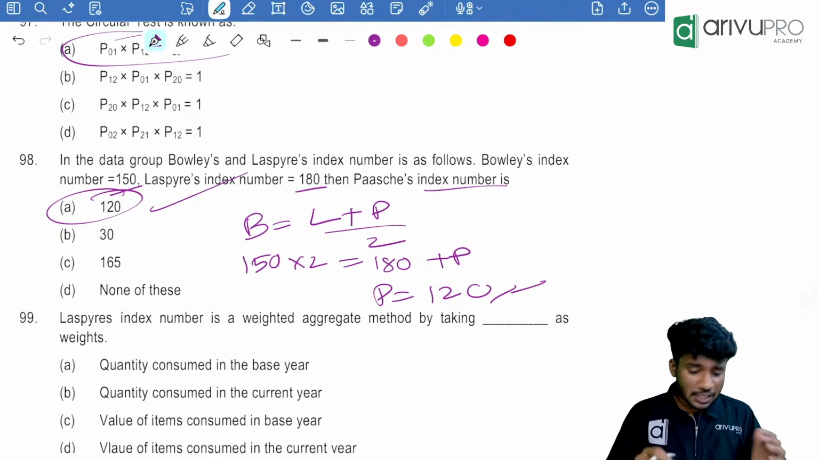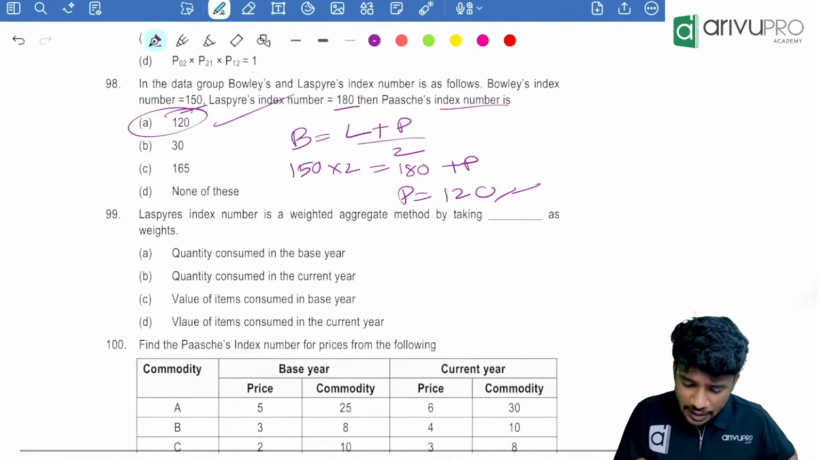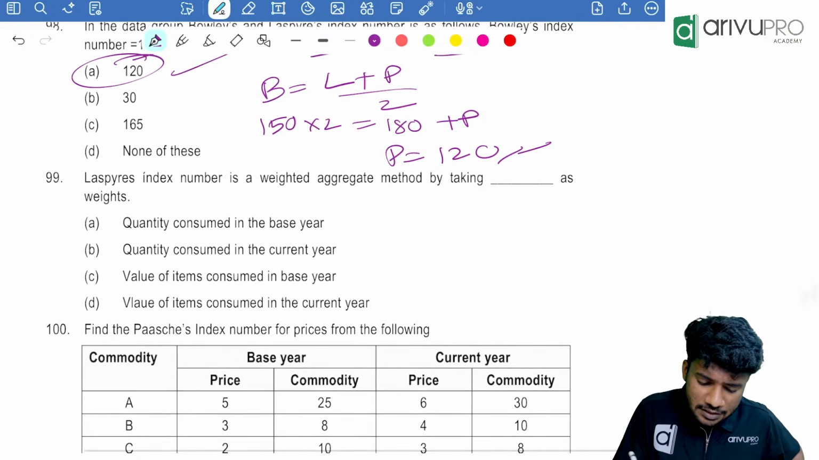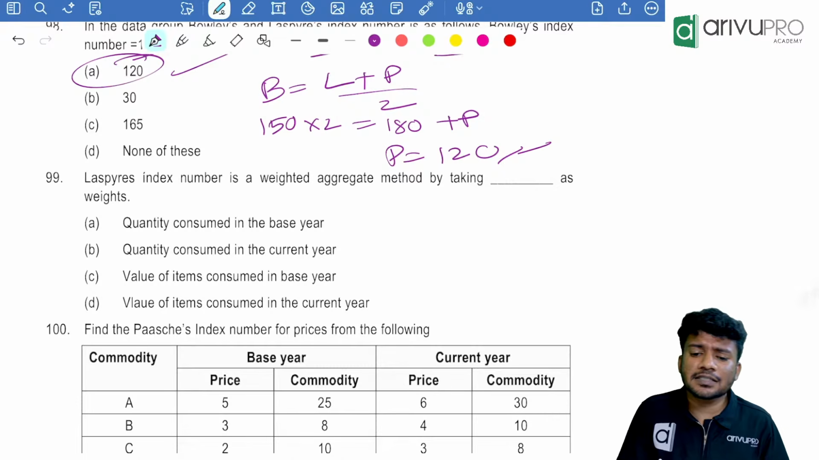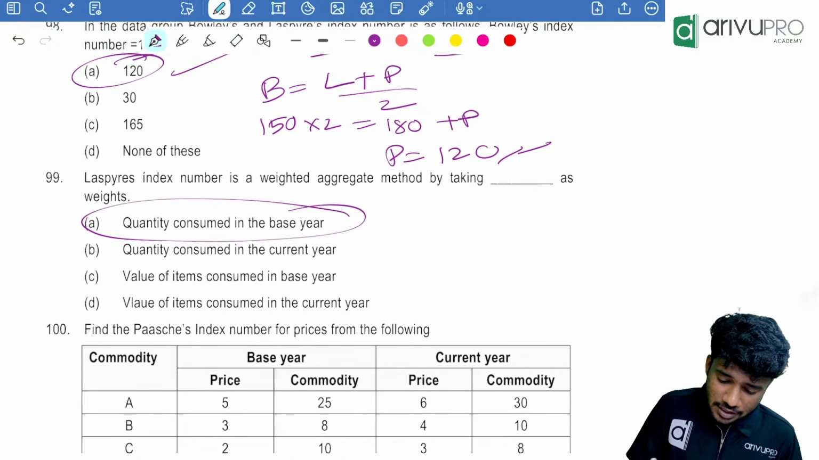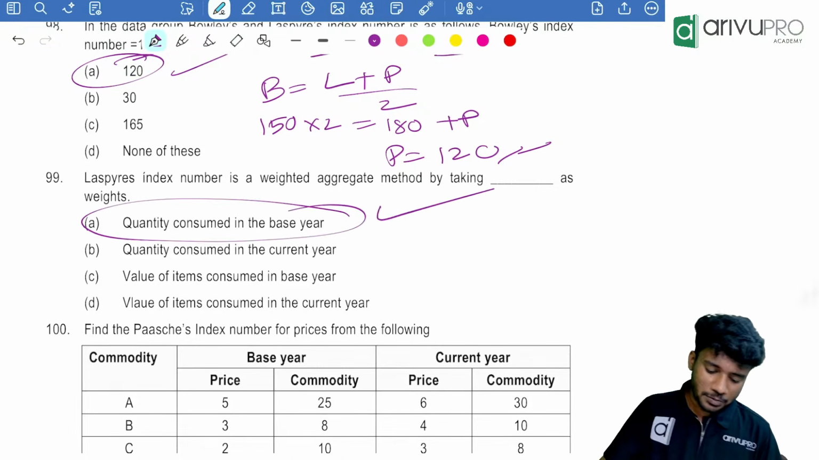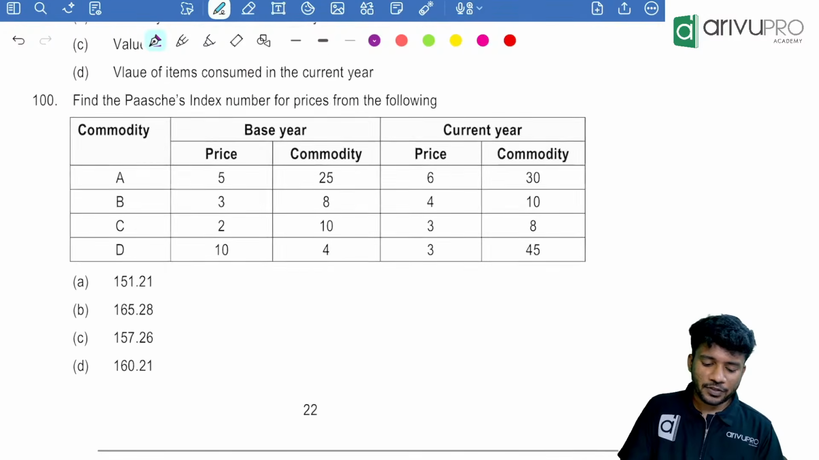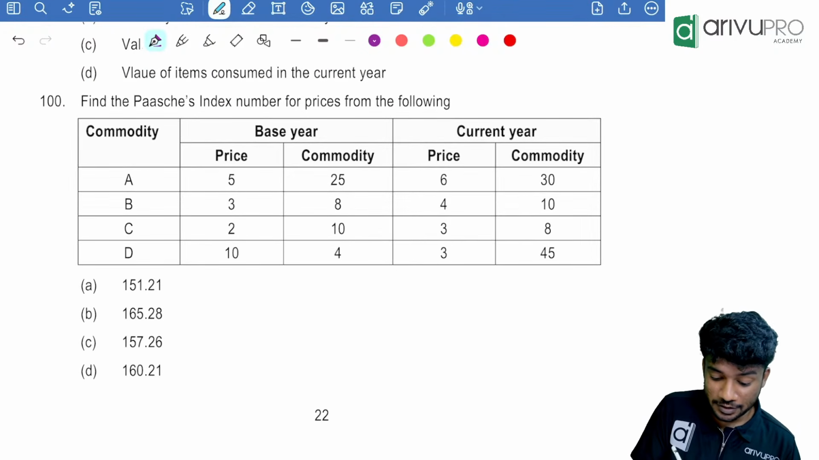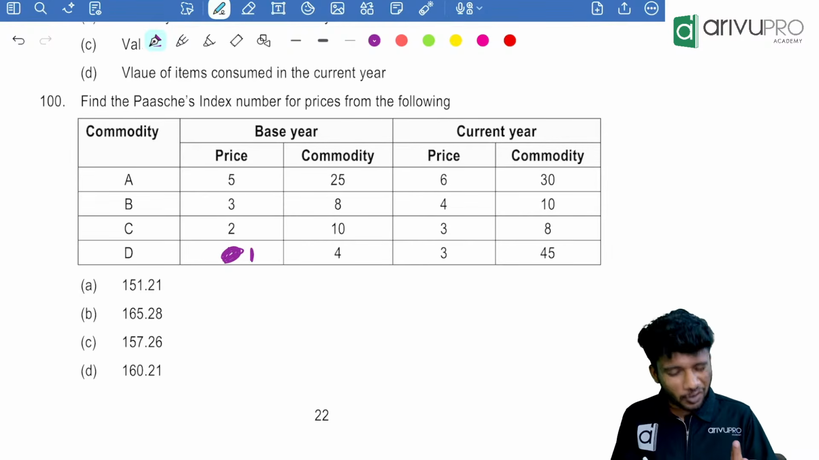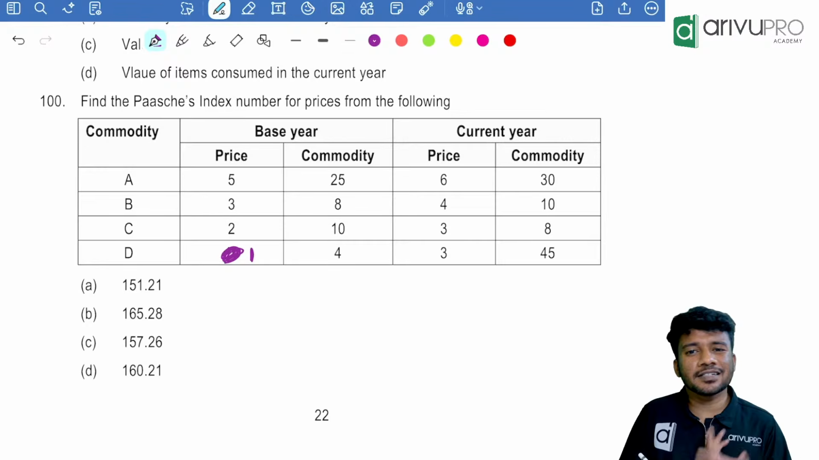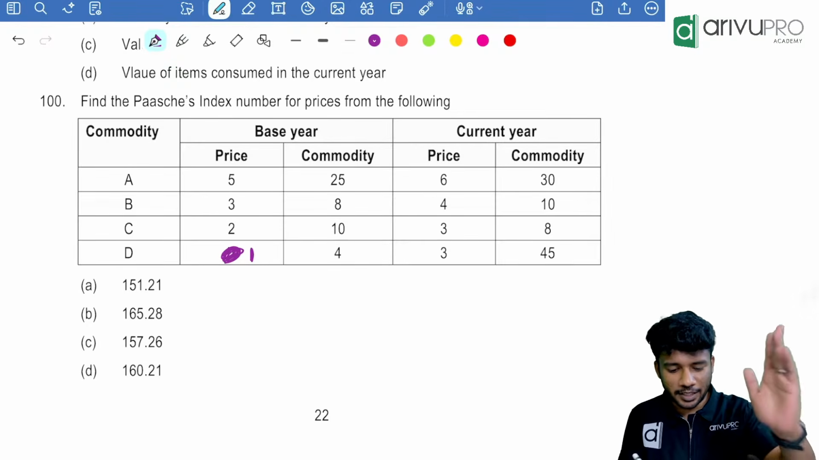Next one, Laplace index number is weighted aggregative method by taking dash as the weight. It is taken as the base year quantity. Yes, weight is what? Base year quantity. Option A. The final question, people, it is a previous year question. Here something is wrong. Instead of 10, you should put 1. Okay, it's a wrong question. Options are given wrongly, but it is a previous year question. That's why I was able to correct it.